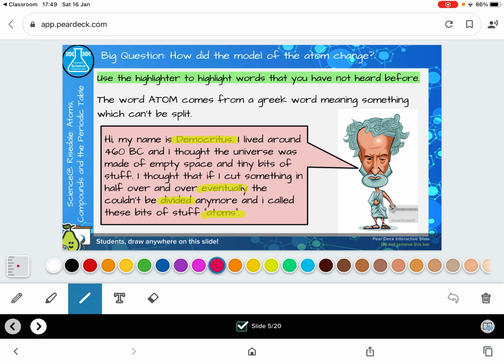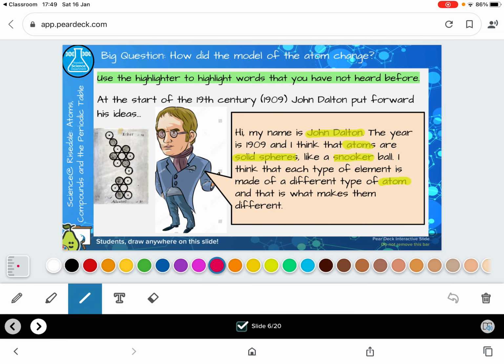So Democritus thought if you cut stuff up, eventually you'd reach a point where you couldn't cut it up anymore and it would become indivisible. The next scientist, and we're talking like 460 plus nearly 2,000 years, so we're talking 2,400 years later, at the start of the 19th century, John Dalton put forward his idea.